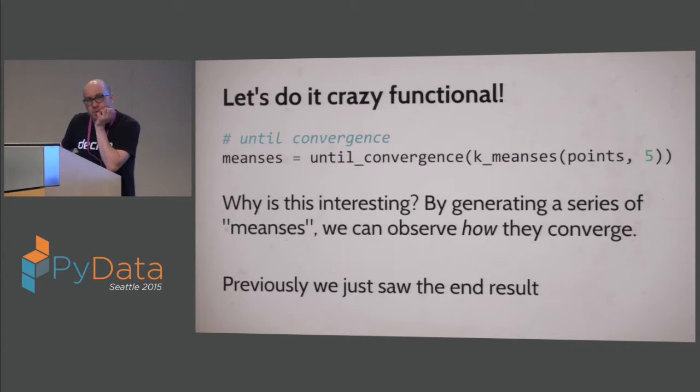And so why is this interesting? Well, one reason it's interesting is that once we generate these meanses, we can look at them and see how is this convergence happening and what's going on at every step of the process. Not just what are the 5 means that got spit out at the end, but how did those 5 means happen?